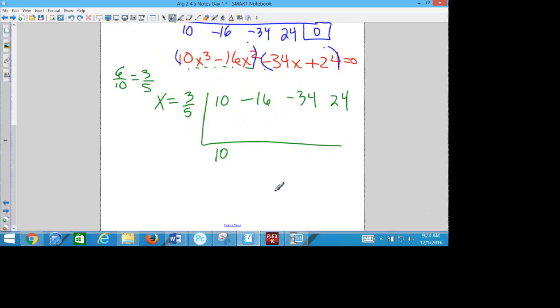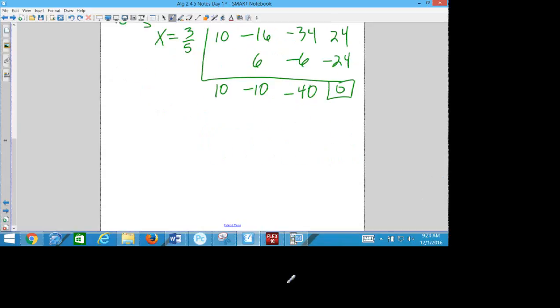10, 6, -10, -6, -40, 24, 0. So did that work? It worked. So we have 2 answers so far. We just have to find the other 2. So now what we have left is 10x squared minus 10x minus 40 equals 0.